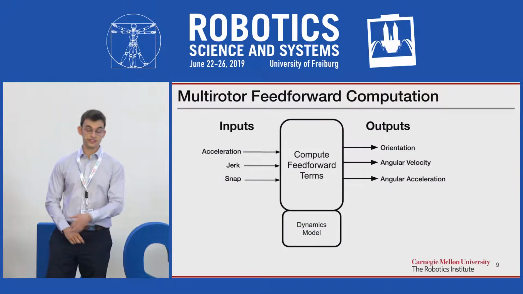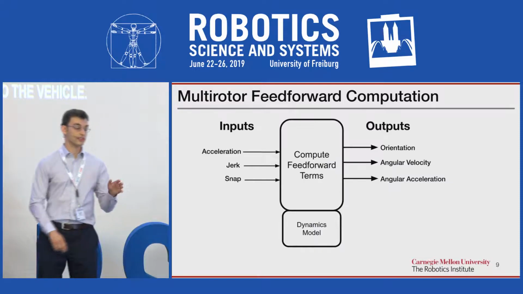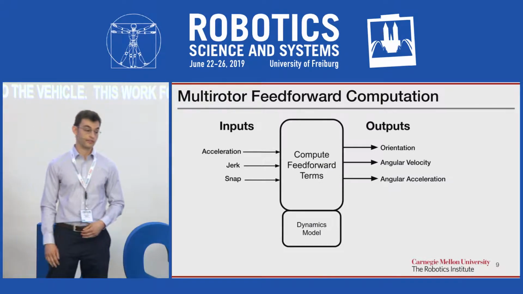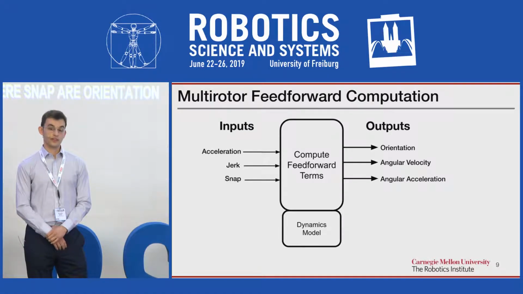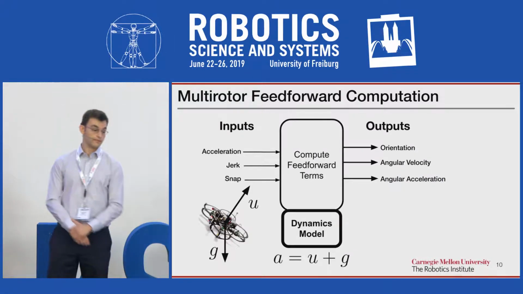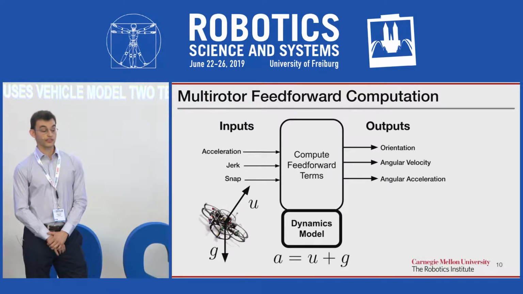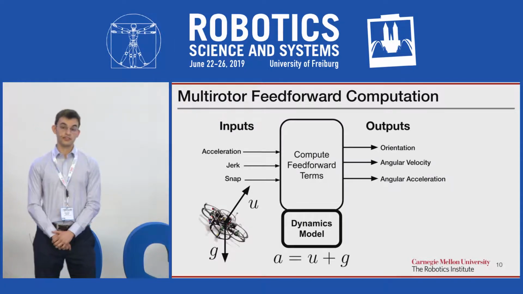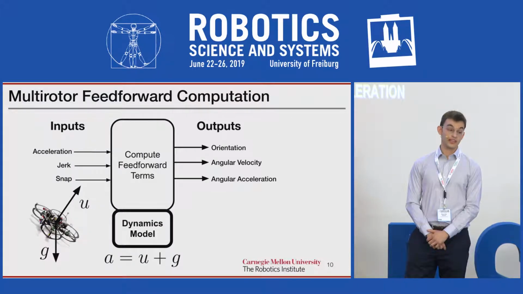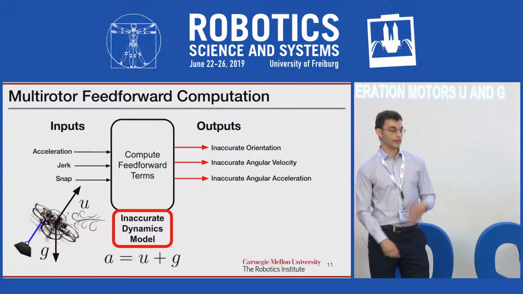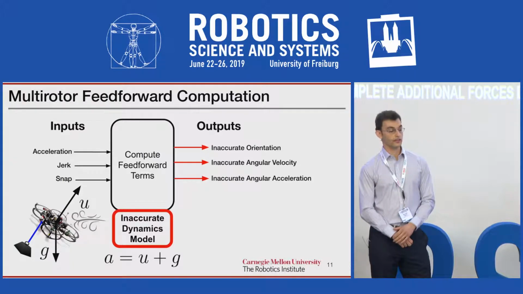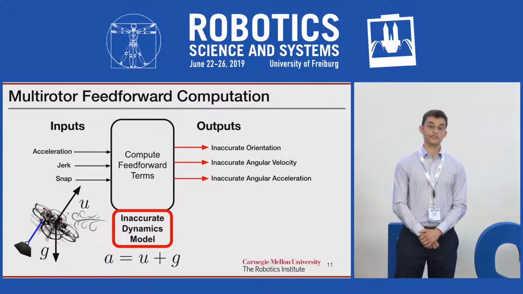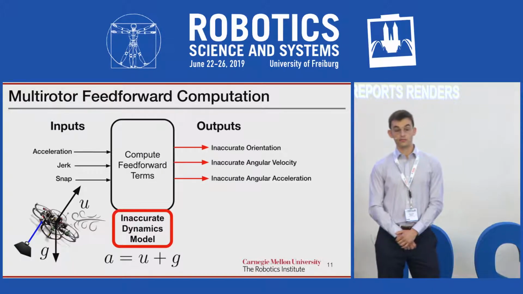This work focuses on this nonlinear transformation in the middle, where acceleration, jerk, and snap are converted into orientation references. This transformation uses a simple vehicle acceleration model that is comprised of two terms, and it's shown here on the bottom. The first is the acceleration due to the motors, U, and the second is that due to gravity, G. However, this simple model is often incomplete and inaccurate. Additional forces due to payload, wind, or aerodynamic forces or mismodeled rotors render the model inaccurate, which renders the orientation references also inaccurate. This results in poor tracking performance.